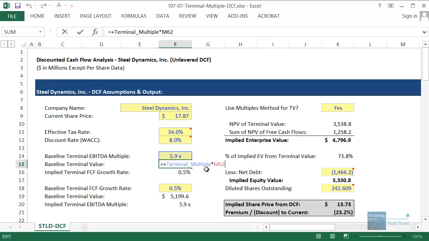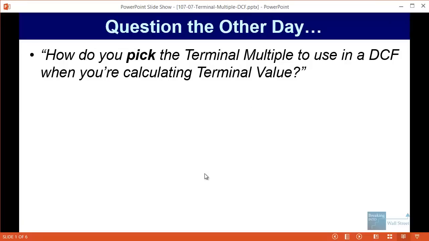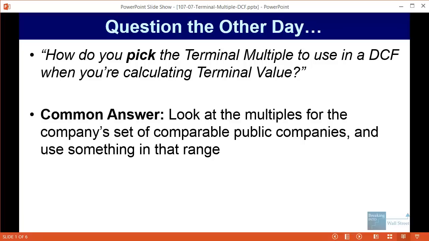So the question is, how do you pick this number? How do you pick this 5.9x? How do you know it's not 7x or 4x or 3x? What do you do, and how do you think about it? So if you look in a lot of interview guides and other resources, and even some textbooks, they'll say things like, you look at the multiples for the set of comparable public companies. So you'll look at the public comps, and then you'll use something in that range.